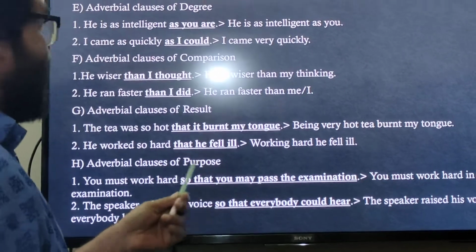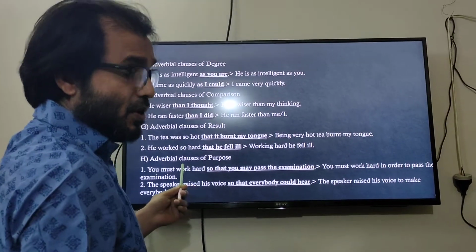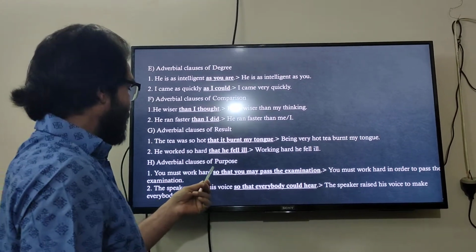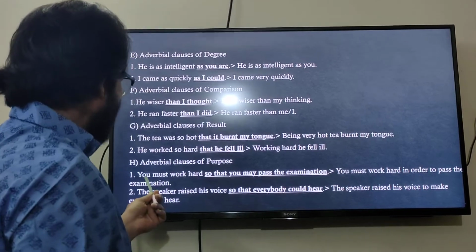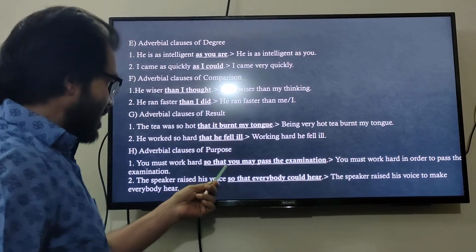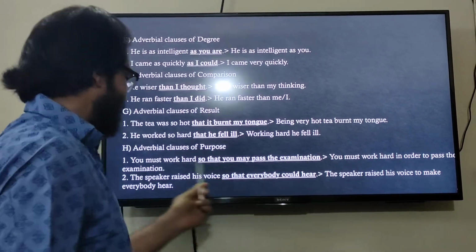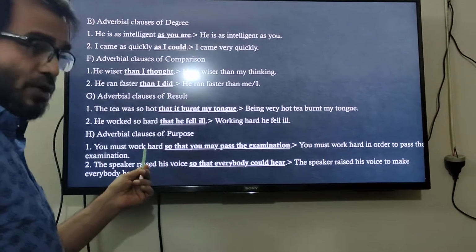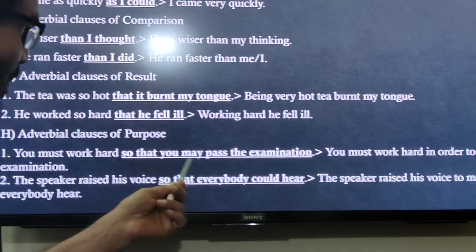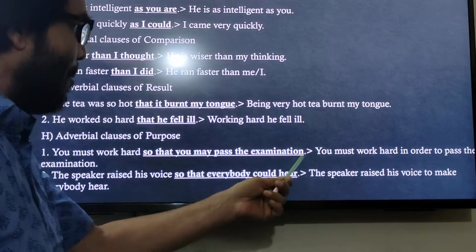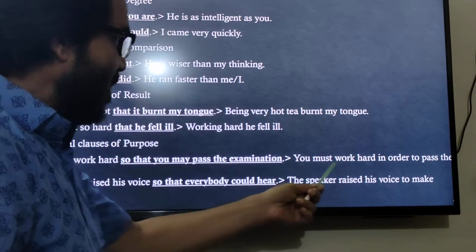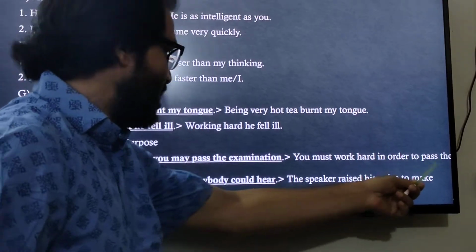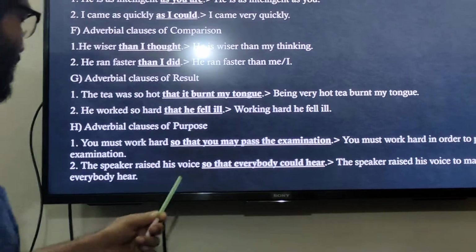Adverbial clause of purpose. Sometimes we express purpose, and to express purpose we use the adverbial clause. You must work hard so that you may pass the examination. Why should you work hard? So that you may pass the examination. So let us make it simple: You must work hard in order to pass the examination.